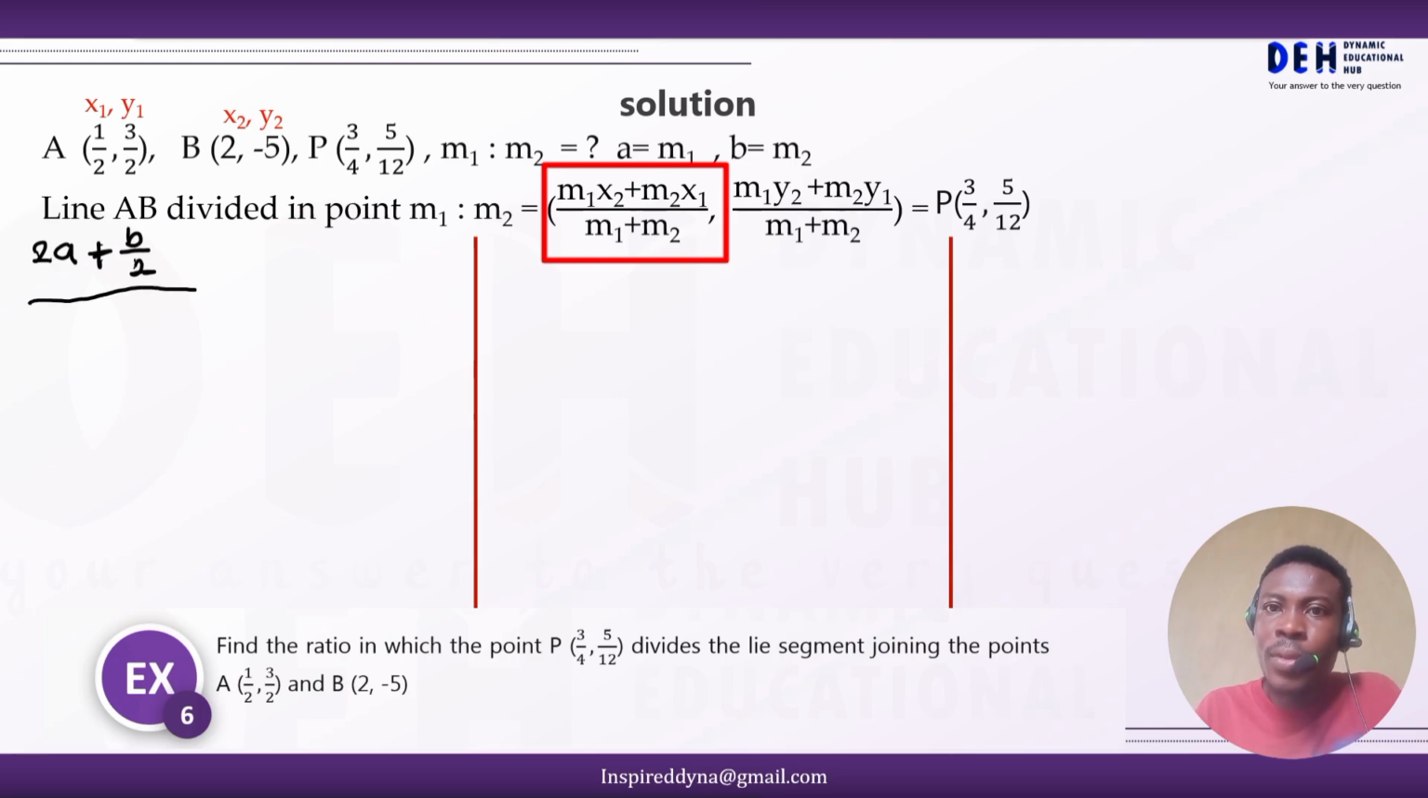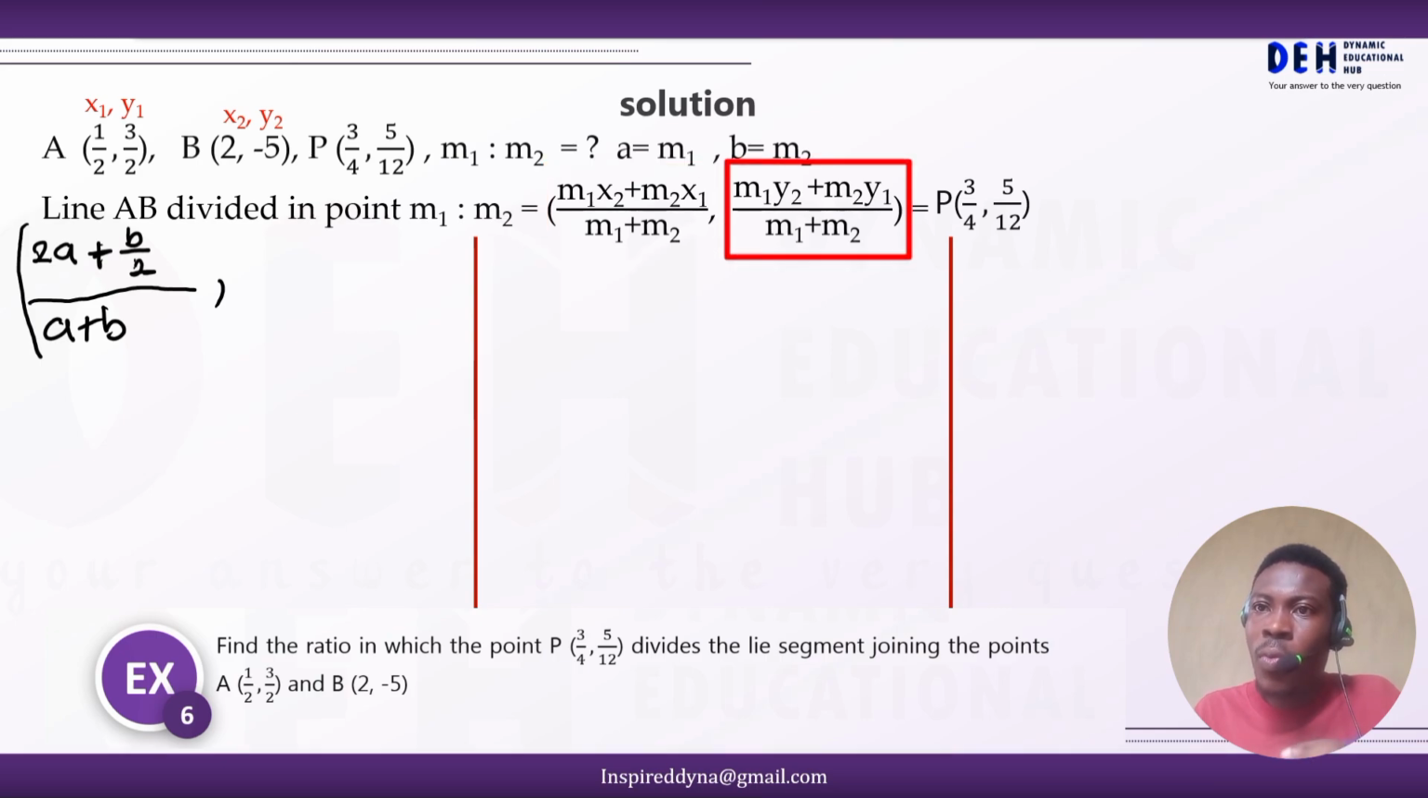m1 plus m2, a plus b, comma, let's open brackets here, m1 y2. What is m1? a. What is y2? Minus 5. Minus 5 times a, we have minus 5a, plus m2 y1. What is m2? b. What is y1? y1 is 3 over 2. b multiplied by 3 over 2, we have 3b over 2. Everything divided by a plus b. a plus b, that is m1 plus m2, you close brackets.